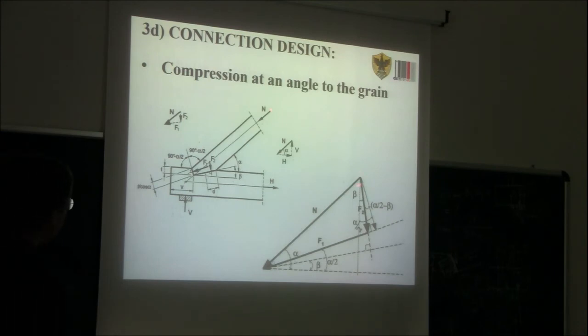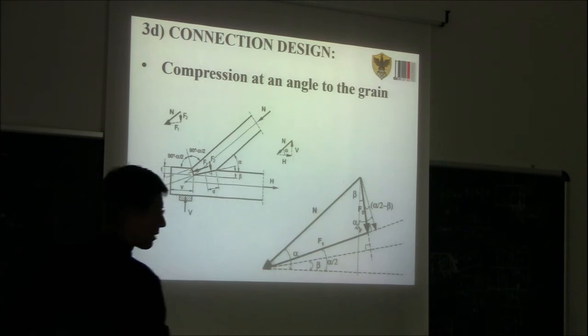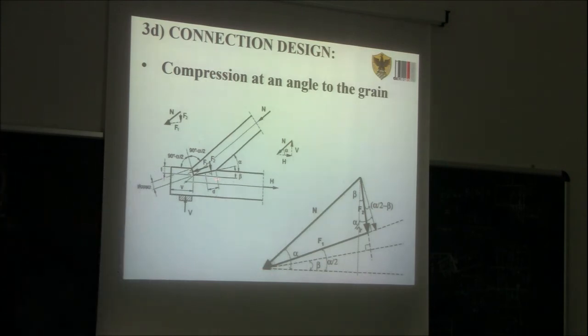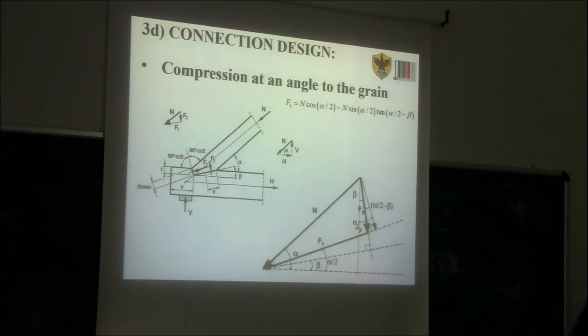Then we have to decompose this axial force into two components. One component, F1, is perpendicular to the notch, to the front notch. So the F1 is basically inclined by alpha divided by 2 with respect to the horizontal line. And then the F2 line is perpendicular to the other notch, which is inclined by beta. So in this case, you see the F2 is inclined by beta with respect to the vertical line. So, in order to do the verification, we need to calculate F1 and F2.